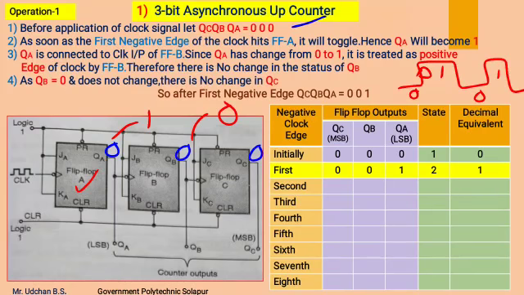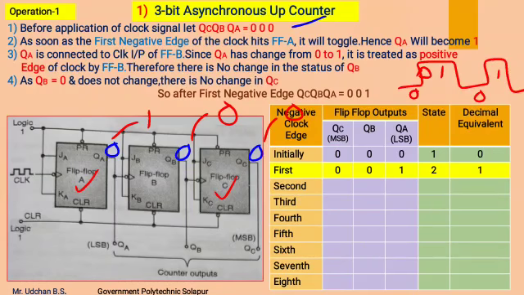Now the QB is connected as a clock input to this flip-flop C. As QB has not changed, it is a 0, which means this 0 is considered as a negative level. Therefore, the output of flip-flop C will also not get changed, as it is also a negative edge triggered flip-flop. So QC will remain as it is, that is 0.